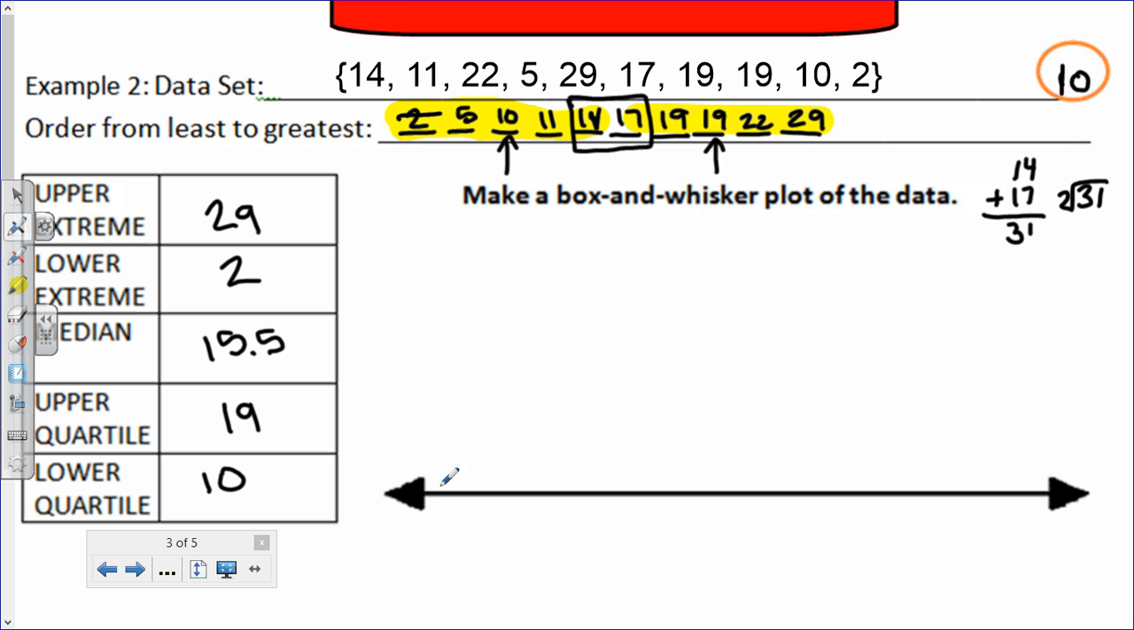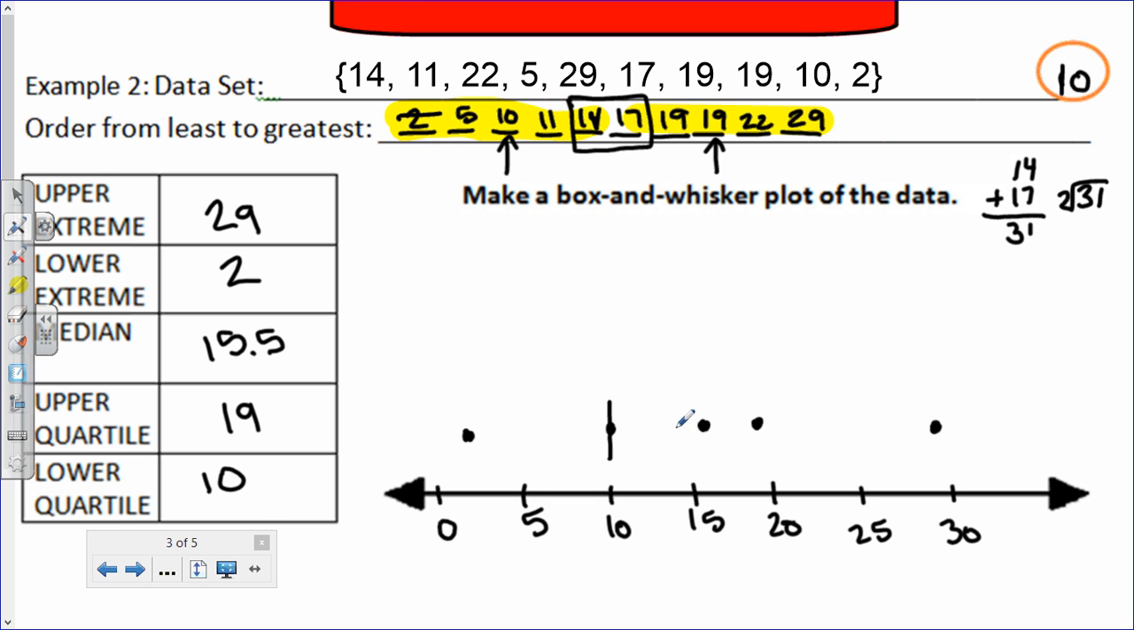And let's go by fives again. 0, 5, 10, 15, 20, 25, 30. Above the 2, next we have 10, then we have 15.5, then we have 19, pretty close, and then all the way over here to 29. We have our 5 points.